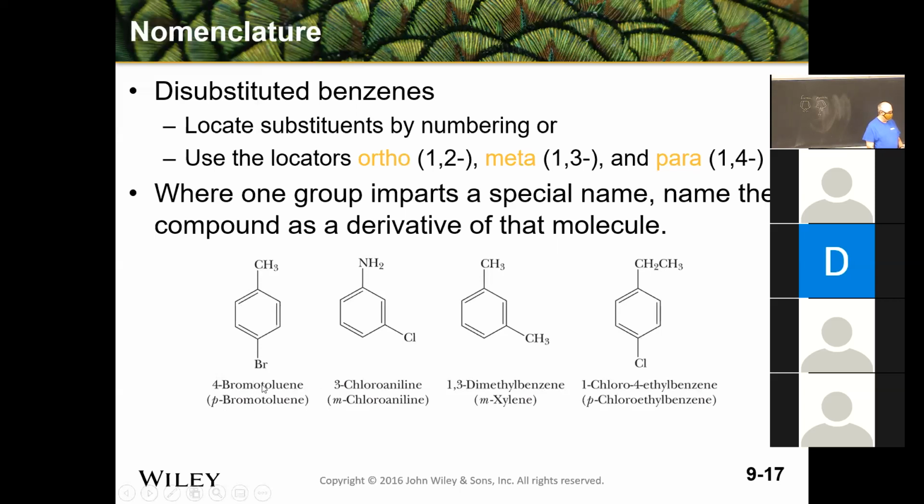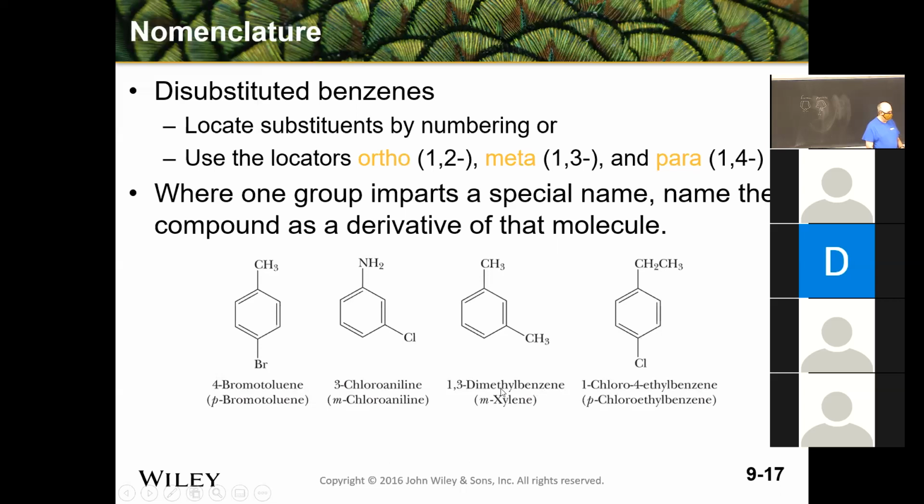Okay, so this is 4-bromotoluene or p-bromotoluene. P means 1,4-disubstituted. Okay, notice here that toluene is accepted in the IUPAC. And if we call toluene the parent, okay, that automatically puts the methyl group on number 1. So that's why this is 4-bromotoluene. Similar situation here. Okay, if we call aniline the parent, the amino group is automatically on number 1. So this is 3-chloroaniline.